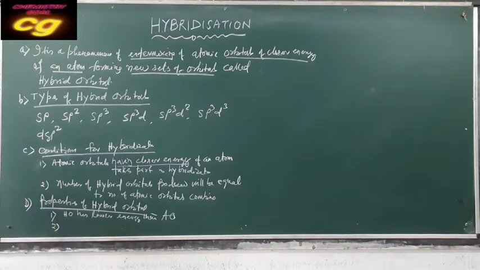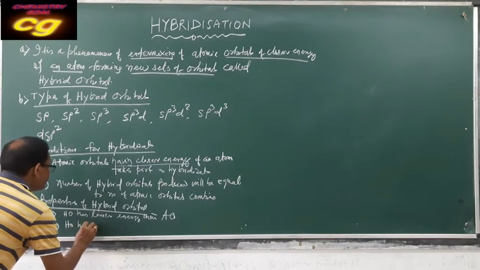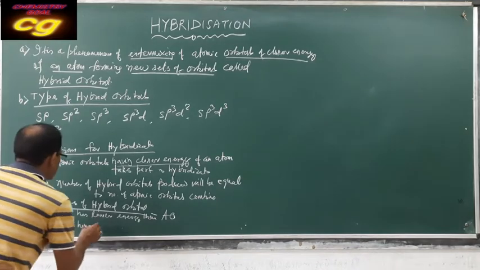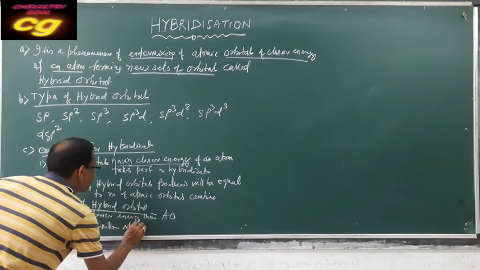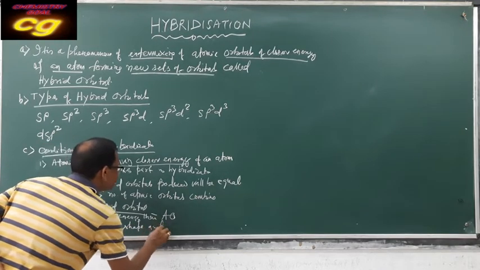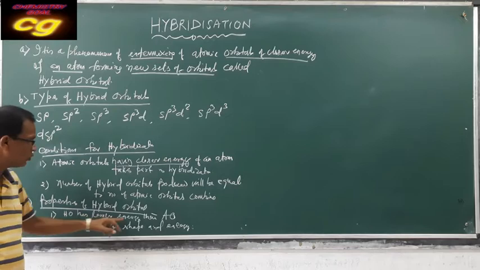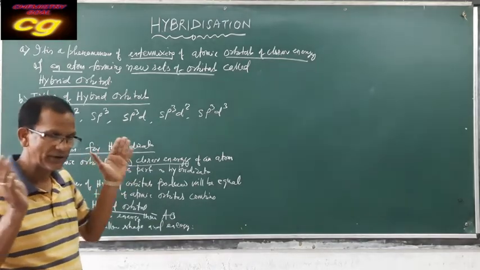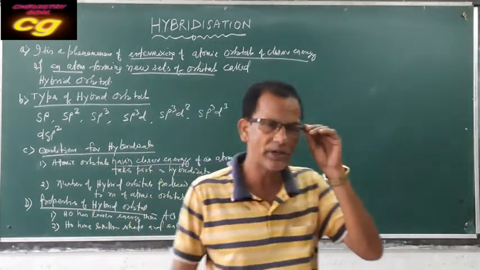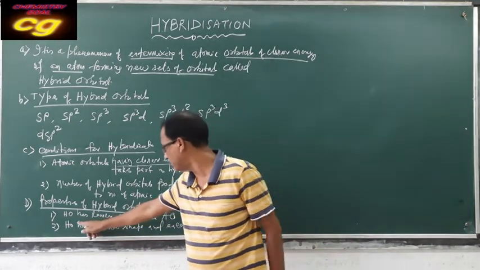Then second property is hybrid orbitals have similar shape and energy. Hybrid orbitals have lower energy than atomic orbitals. The energy is less than the atomic orbital because the hybrid orbital is produced after intermixing of atomic orbitals, so the energy is less. The new orbital produced has energy less than the atomic orbital.